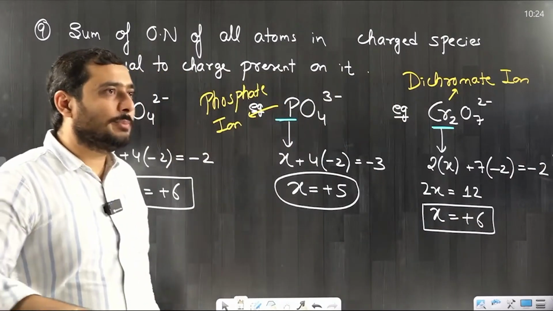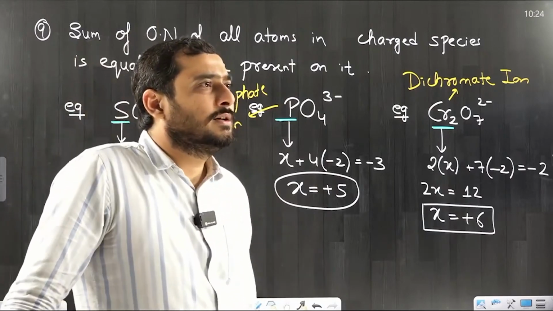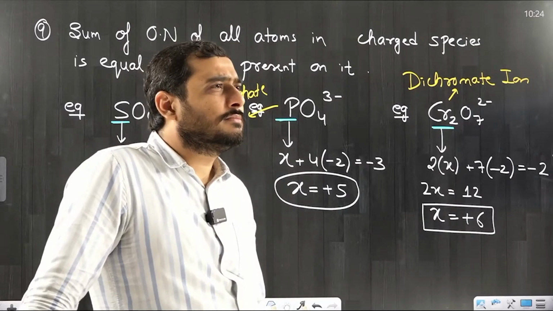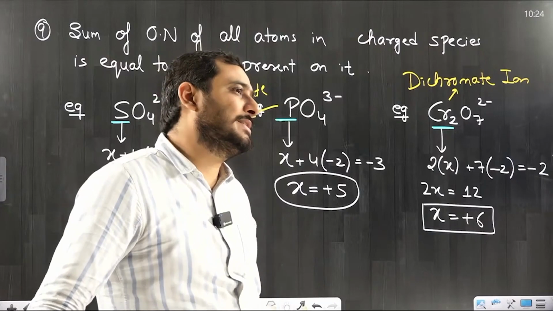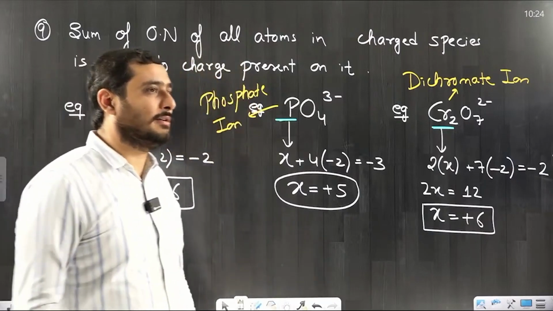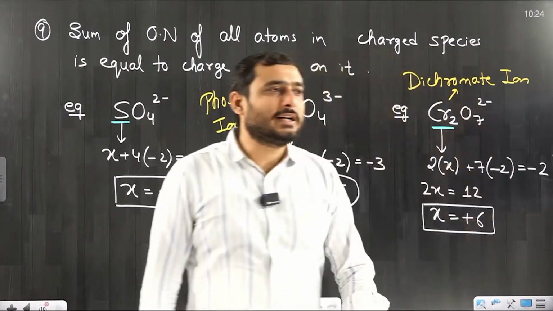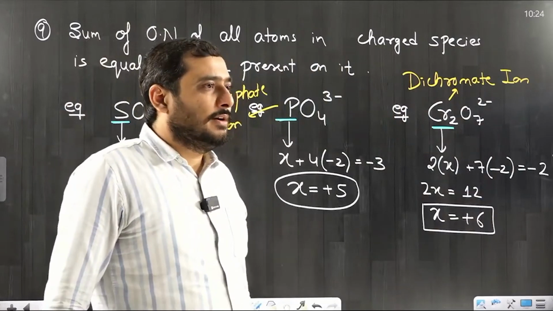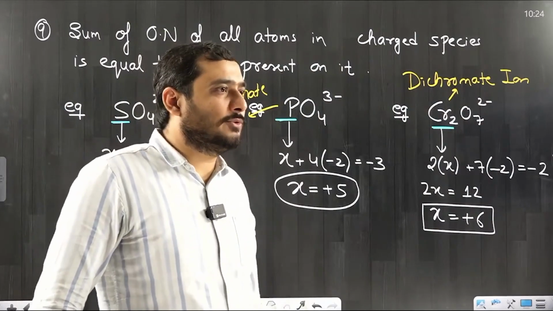So in dichromate ion, what is the oxidation number of chromium? Plus 6. Why can't we take valency as the charge? Valency is not for any molecule. Valency is defined for a particular element. Now this charge is present on the complete Cr2O7, not on this chromium. You know, valency is for elements. It is not for any compound.